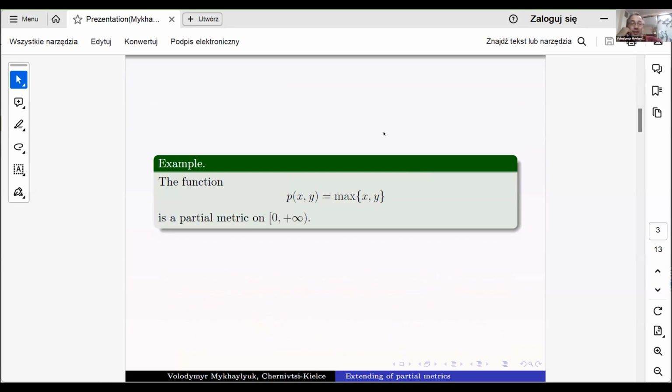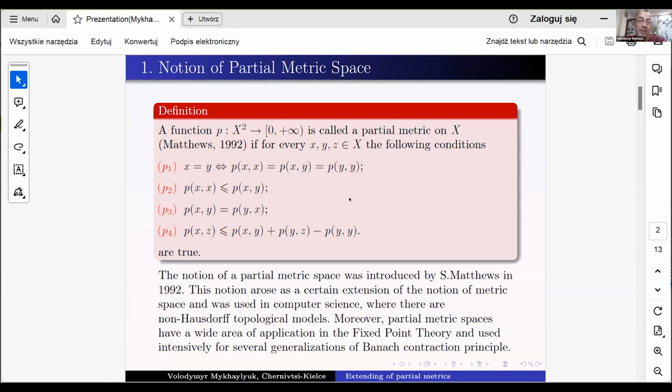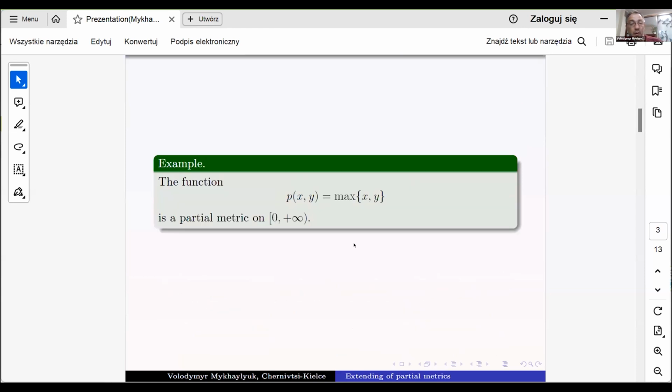The classical example of a partial metric that is not a metric is the maximum of 2 points in zero plus infinity. But it is easy to see that the condition that p is greater than 0 is not very essential, because we can consider such a function. This notion is not named partial metric, but many properties of such a function are analogous to properties of partial metric spaces and partial metrics. It is not difficult to verify that this function satisfies the corresponding conditions.